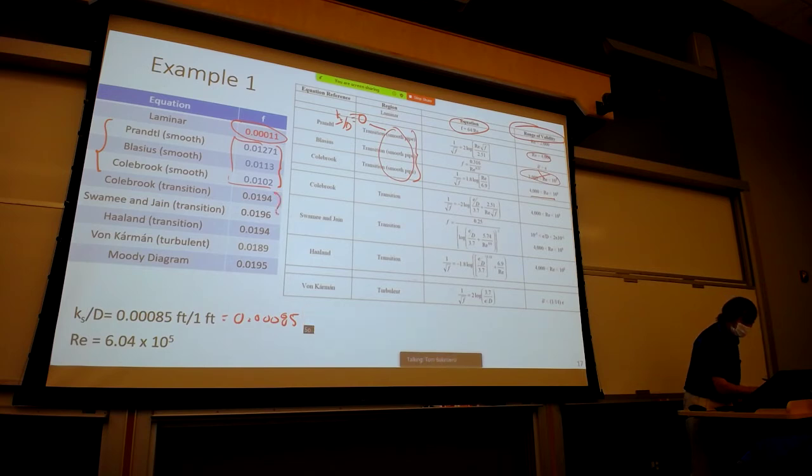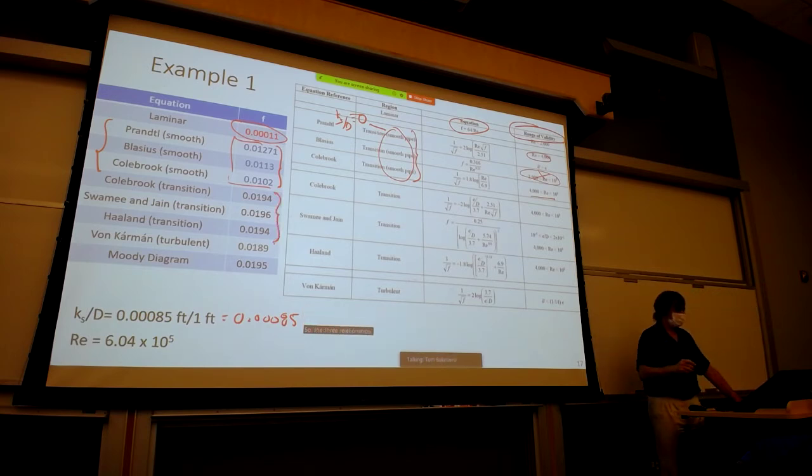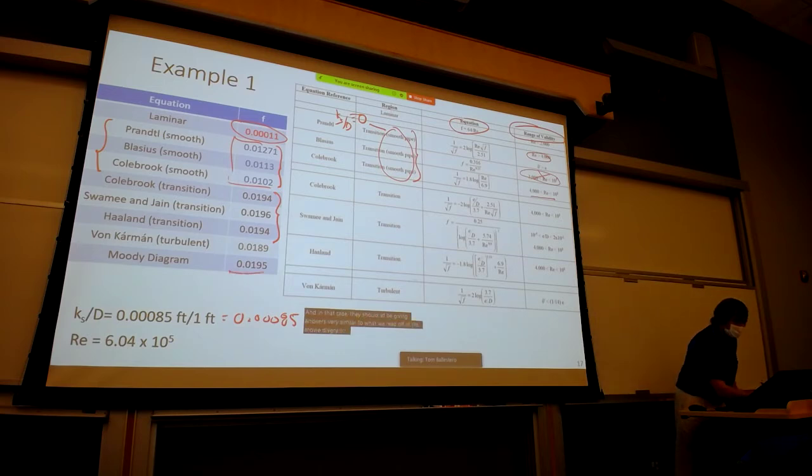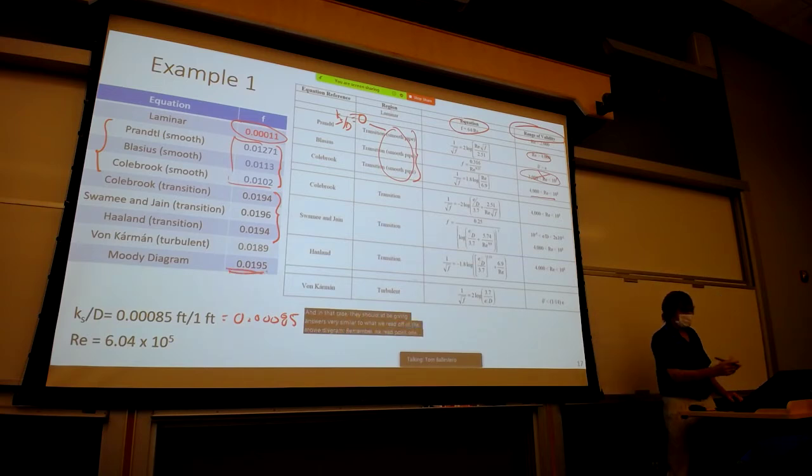So these three relationships, Colebrook, Swamee and Jain, and Haaland, are all for the transition zone. That's exactly where we are in this problem. We're in the transition zone. And in that case, they should all be giving answers very similar to what we read off of the Moody diagram. So remember, we read 0.0195, and all three of those are very, very close to that. And I would take one of these equations over my tired old eyeballs and reading off the Moody diagram.